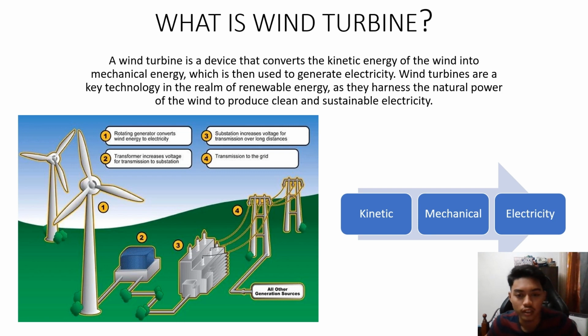So, as the picture shows, number one, the rotating generator converts wind energy to electricity, and then it goes to number two. There, a transformer increases the voltage for transmission to the substation, and then it goes through to number three. The substation increases voltage for transmission over long distance, and then number four, transmission to the grid.